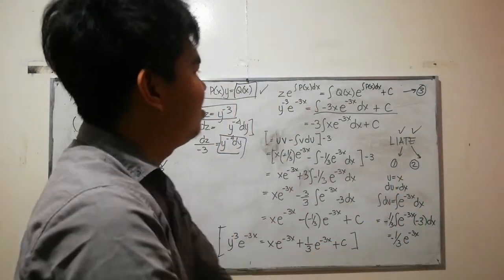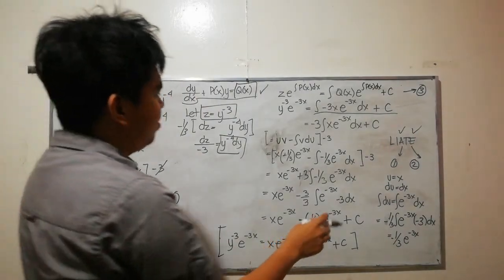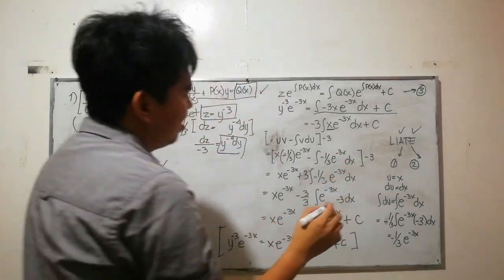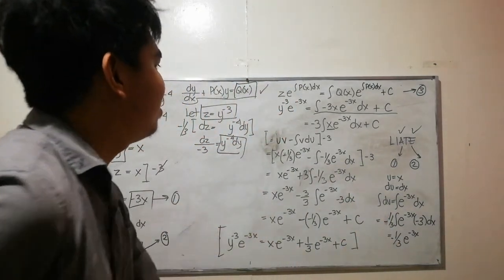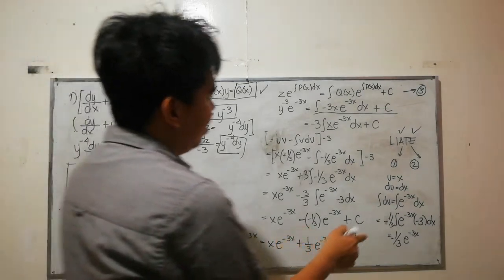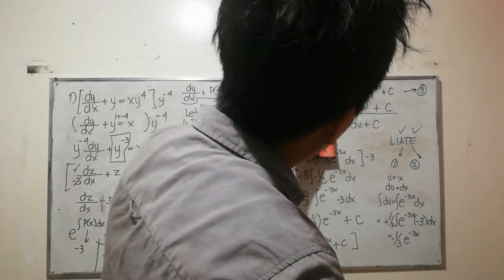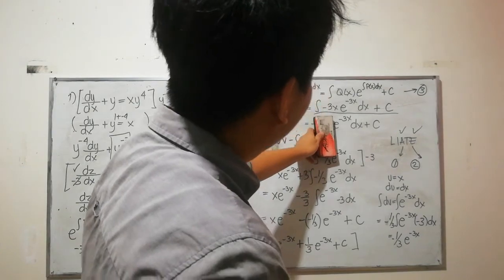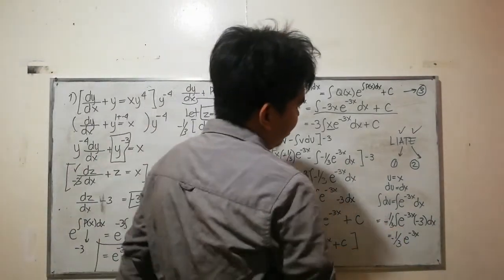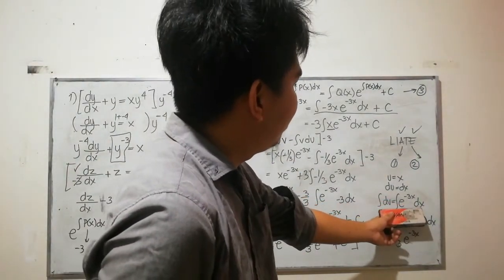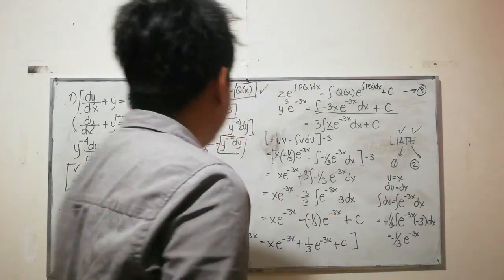So the first will be u, and the second will be integral of dv. So if u is equal to x, so du is equal to dx. Then integral of dv will be e raised to negative 3x dx. So this is e raised to negative 3x dx. So this is e raised to u du.